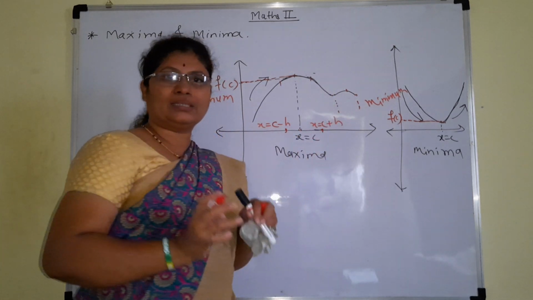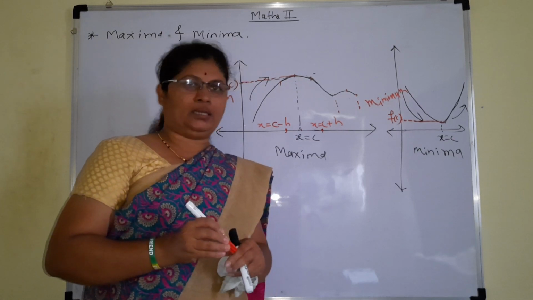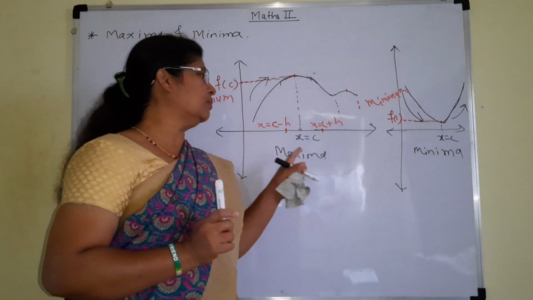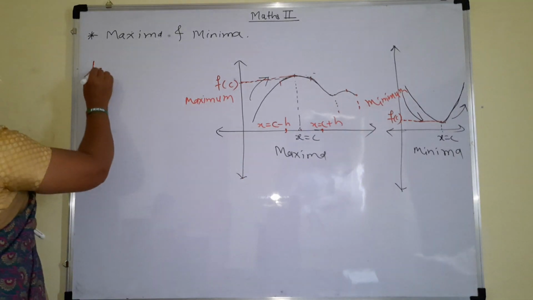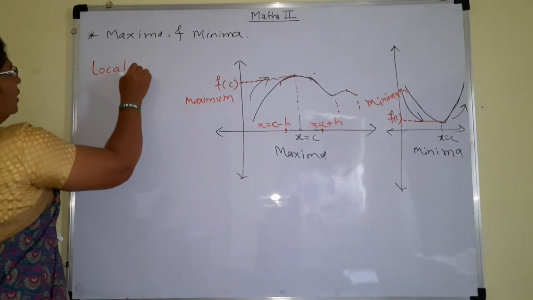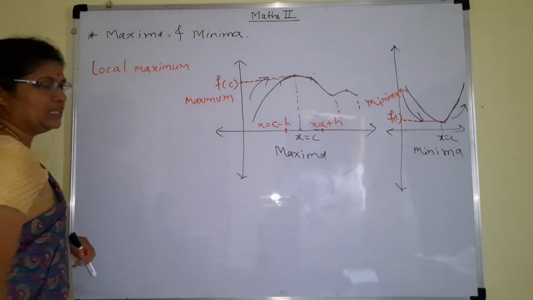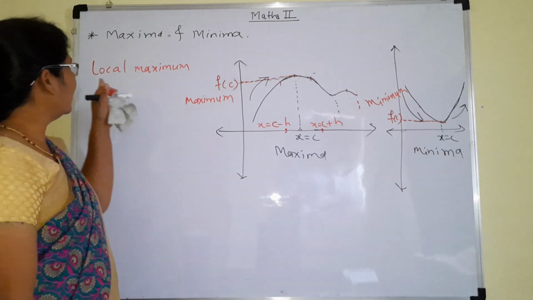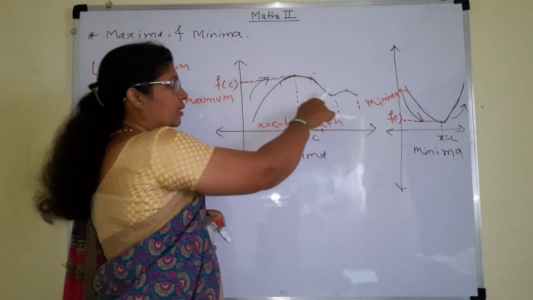So what is this? If I consider some intervals for the function and in that interval I am getting the maximum value of that function, those maximum values are called local maxima. Those are called local maximum. The value of f of x is maximum and the value of x is maxima. So they are called local maxima. This one is local maximum.